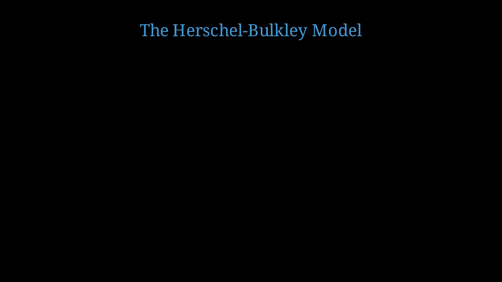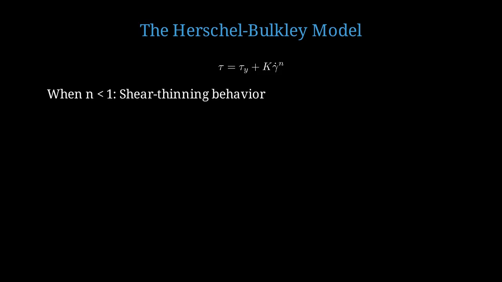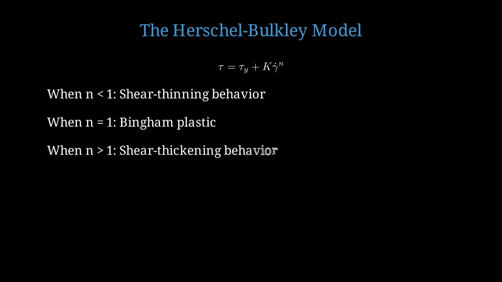century. The most accurate model for ketchup is the Herschel-Bulkley model, which combines yield stress with shear-thinning behavior. The equation is tau equals tau sub y plus k times gamma dot to the power n, where tau sub y is the yield stress, k is the consistency index, and n is the flow behavior index. When n is less than 1, we have shear-thinning. For ketchup, n is typically between 0.2 and 0.4. When n equals 1, we get a Bingham plastic with constant viscosity after yielding. When n is greater than 1, we have shear thickening, though this is rare in food products.